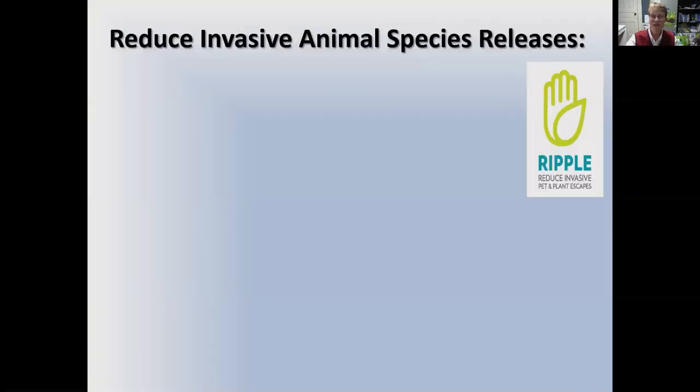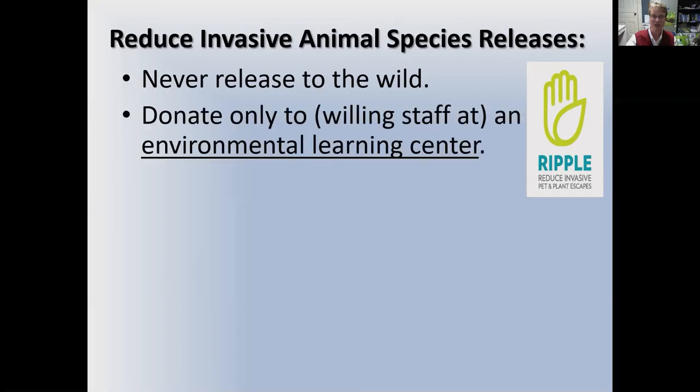So I'm going to really quickly break it down. If we want to make sure that what we're doing in our classroom stays in our classroom and actually reduce animal releases, here's the first one: just never, ever release it to the wild. Even if it's a native species that you collected and were using, there's a chance that it was introduced to some sort of disease. Believe it or not, there are diseases that are invasive to our area as well. So we just never want to release to the wild if we've been housing it in our classrooms.